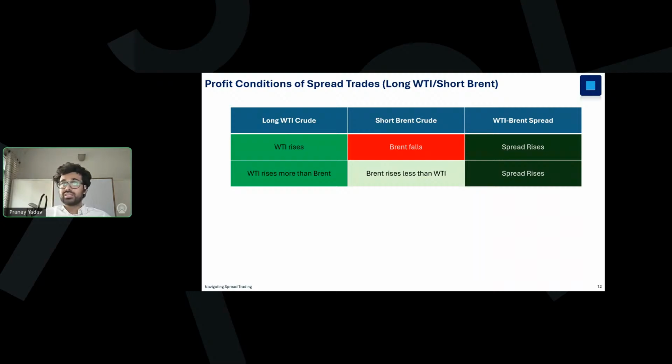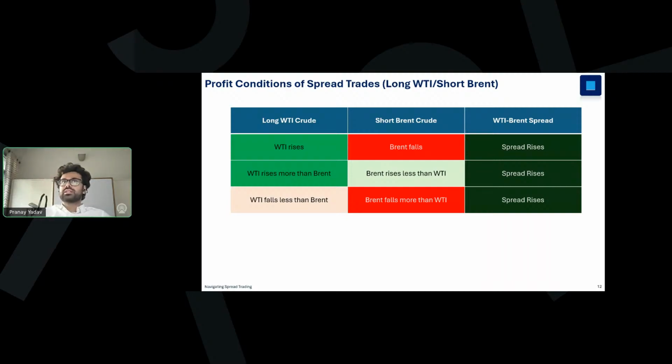For instance, the next scenario that we'll consider is a scenario wherein both WTI prices and Brent prices are actually rising. Now, in this scenario, what I've written out is that WTI prices are rising more than Brent prices. Because WTI prices are rising more than Brent prices, the loss that you make on the short Brent crude position is actually being offset by the much larger profit that you're making on the long WTI crude leg. As a result, your overall spread would actually still rise. That means that if you were long on this spread position, you would still profit in this scenario.